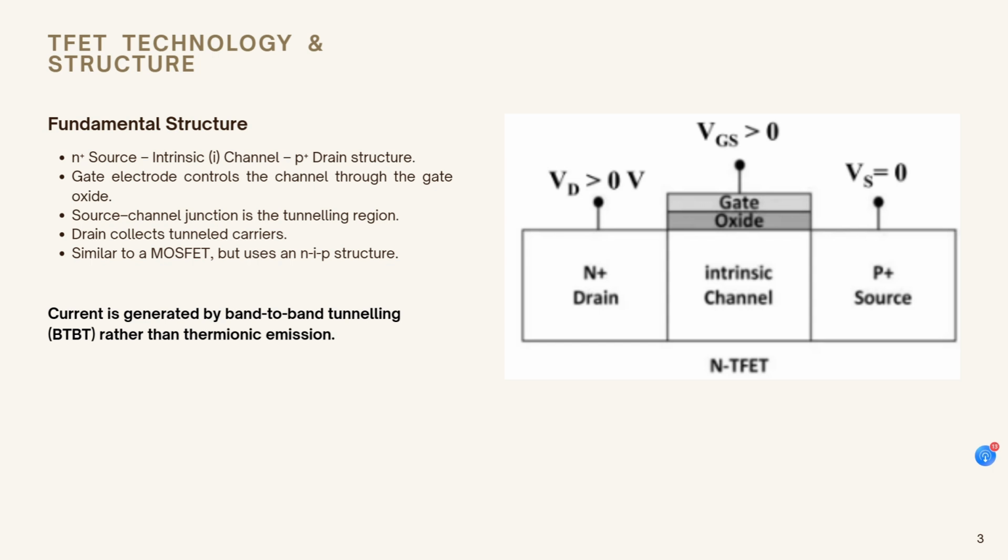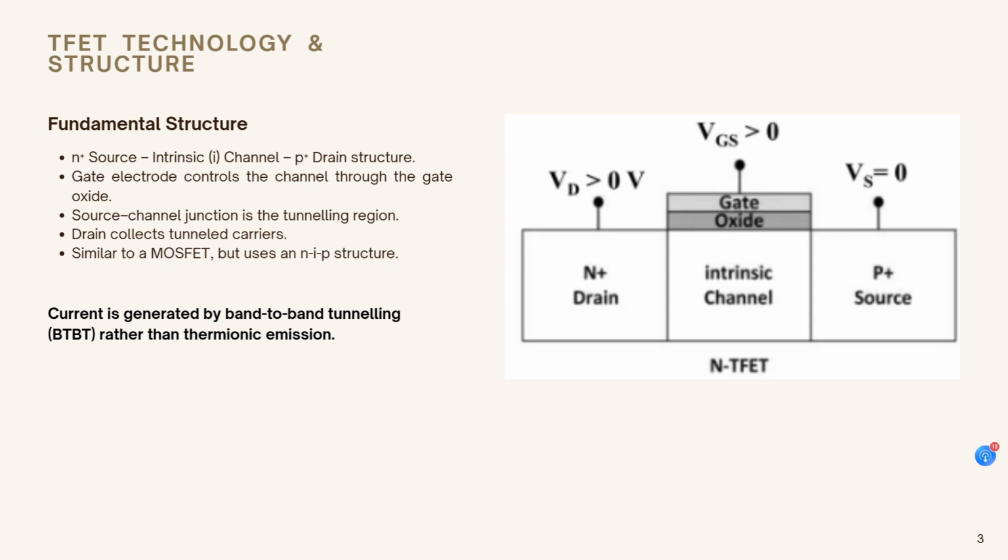As shown in the figure, this is an N-type TFET, which has a P-plus source, an intrinsic channel, and an N-plus drain. This is commonly referred to as a PIN structure. In contrast, a conventional N-channel MOSFET typically uses an N-plus source, a P-type body, and an N-plus drain. The gate electrode is placed above the intrinsic channel and is separated by a thin gate oxide. When a gate voltage is applied, the electric field modifies the energy bands near the source-channel junction.